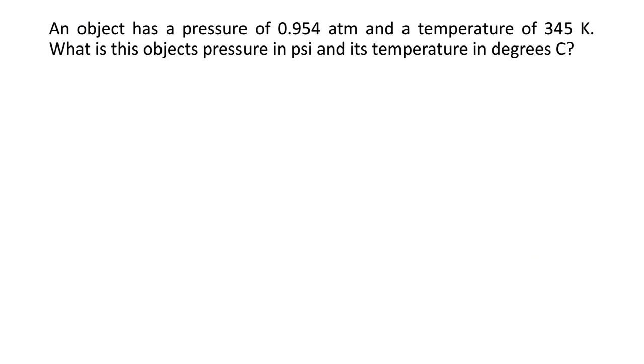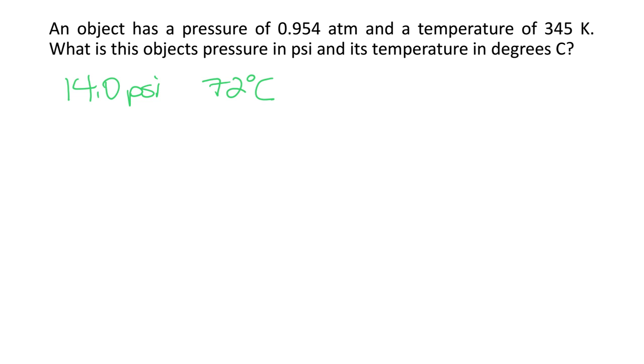Okay, for this one, an object has a pressure of 0.954 atmospheres and a temperature of 345 Kelvin. What is this object's pressure in PSI and its temperature in degrees Celsius? So at this point in time, I want you to stop the video, try to do this on your own, and then I'll put the answers up first. And if you still don't understand why I got the answers I did, then go ahead and watch the rest of the video on how to do it. Okay, so the answers for this one is 14.0 PSI and 72 degrees Celsius.